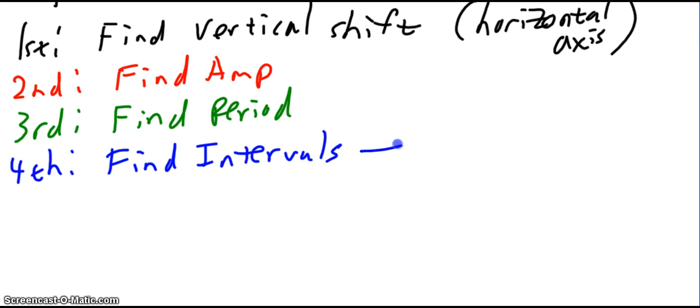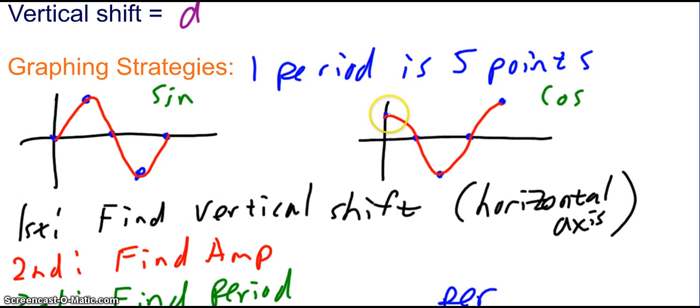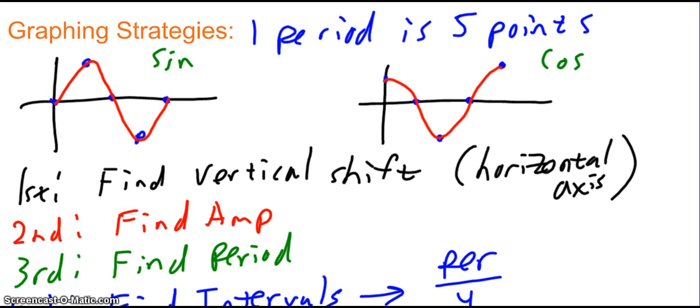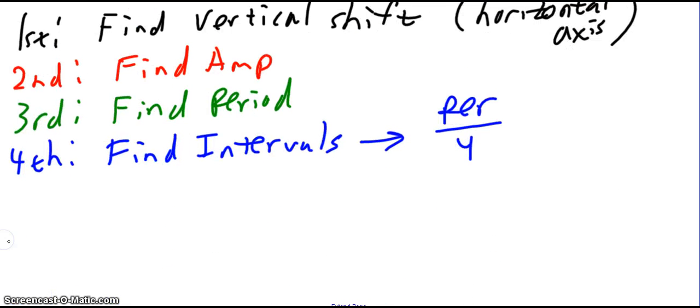And the intervals are the period divided by 4. So what the intervals do is they give you the horizontal distance between these 5 points. So that's why we divide the period by 4, because if this is one period, I can see there's 1, 2, 3, 4 segments. So there's 4 segments between the 5 points. And then we are going to find the starting x value.